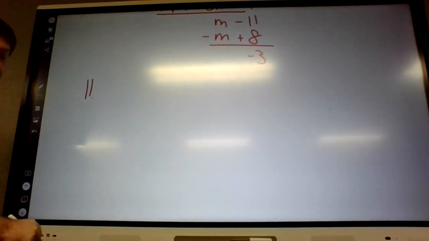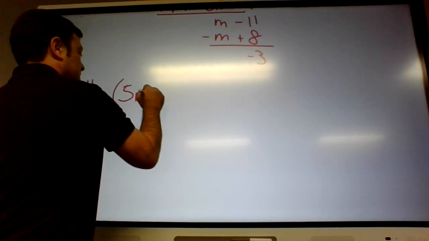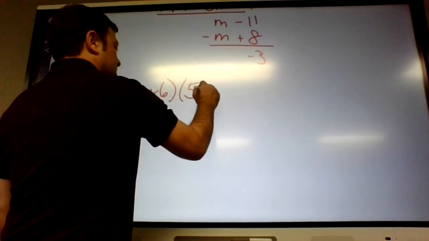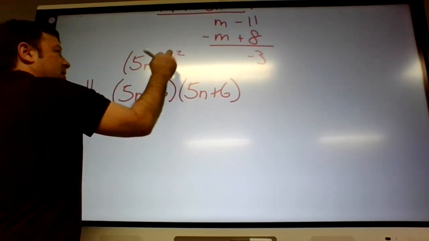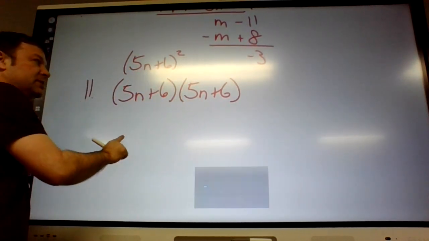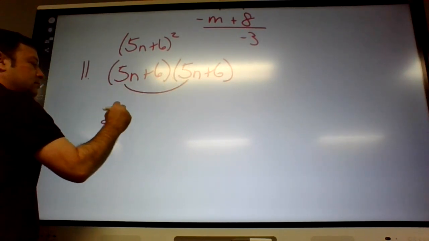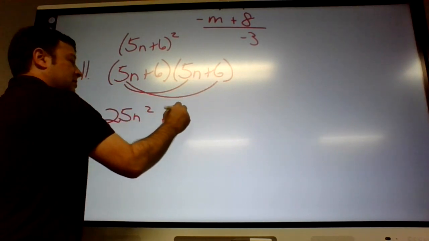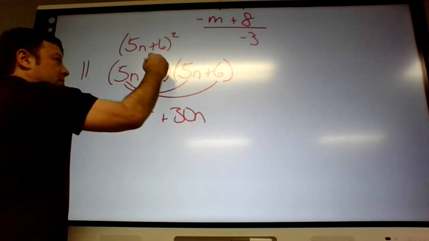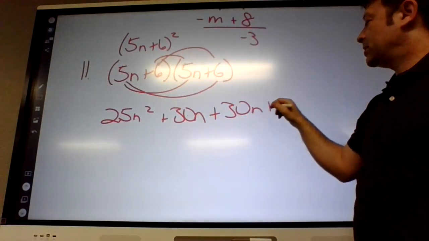Alright, Jackson, how do we do number 11? 5n plus 6. Remember, this could be written as 5n plus 6 squared, right? And then we have to break it up into the 2. Okay, Jackson, what do we do? Multiply 5n by 5n, which will make 25n squared. Plus 30n. Plus 30n. Plus 36. Okay.